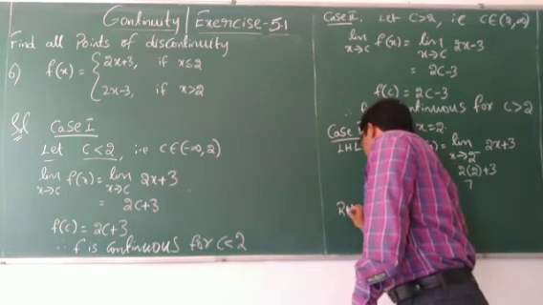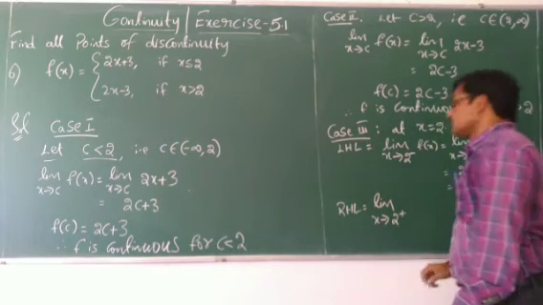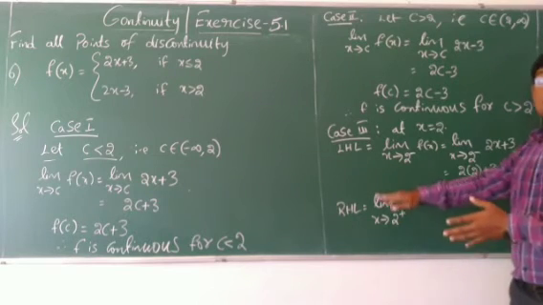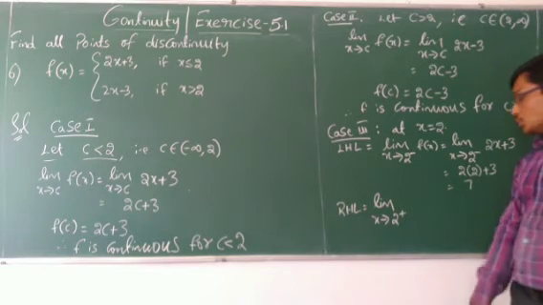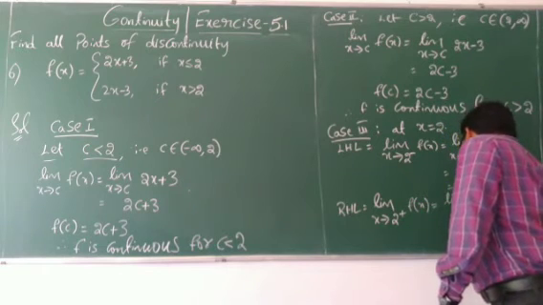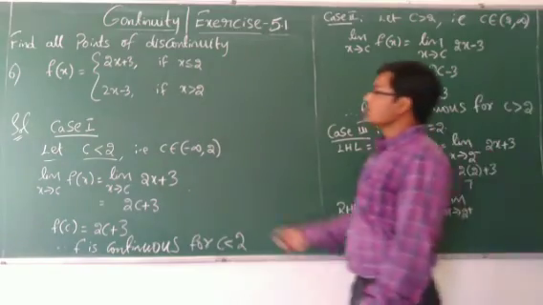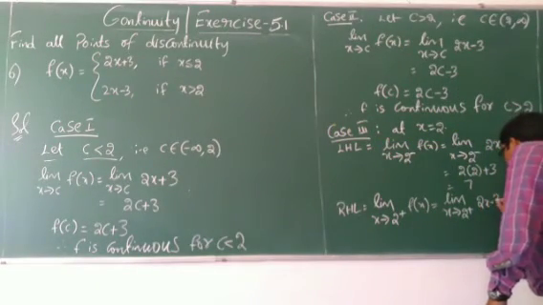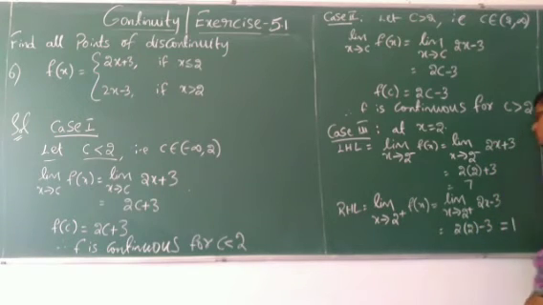Right hand limit is limit x approaches to 2 plus. 2 plus is more than 2, like 2.01, 2.02. It should not be some 3, 4, 5. It should not be very big. It should be very, very close to 2. So limit x approaches to 2 plus f of x, which is 2x minus 3, which is equal to 2 into 2 minus 3, which is equal to 1.